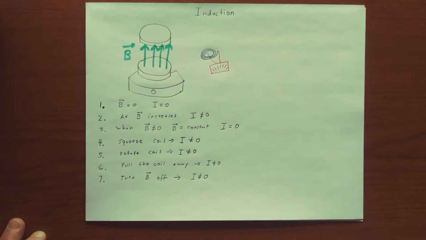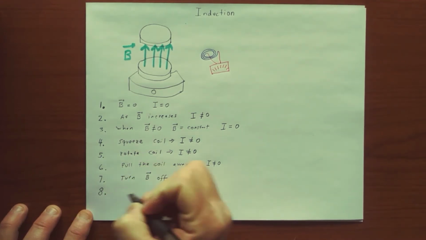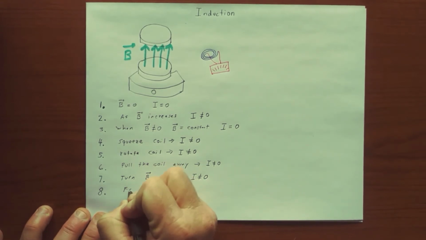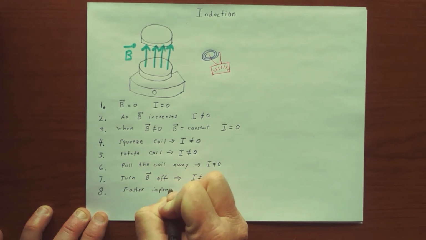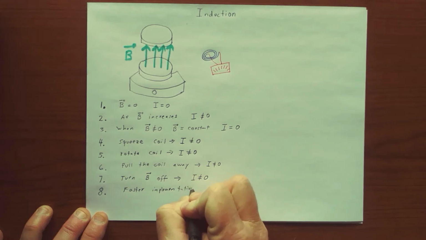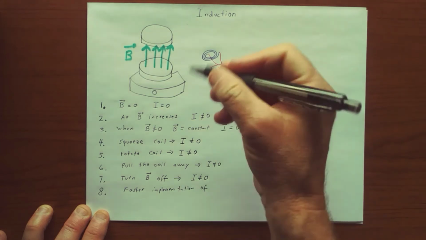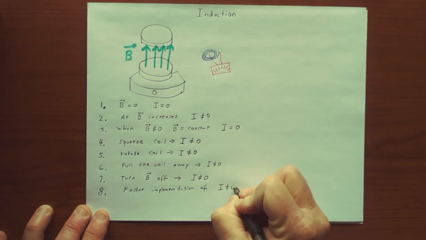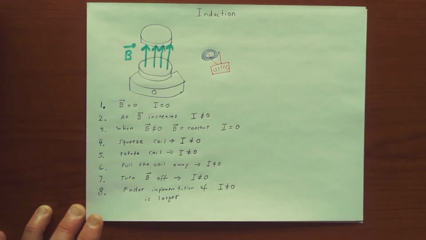And let's do all of these things faster. So let's say a faster implementation of all of these different processes. The non-zero current ends up being larger.